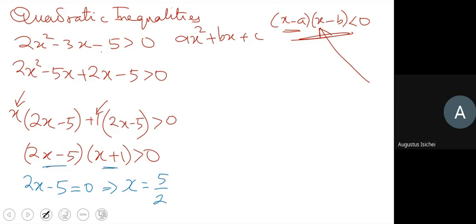Now, I have gotten x from the first bracket. Now, let's solve for x from the second bracket. That is x plus 1 equals 0. So, this means that x will be equal to what? Minus 1, right? x equals minus 1. Now, what is the next step?